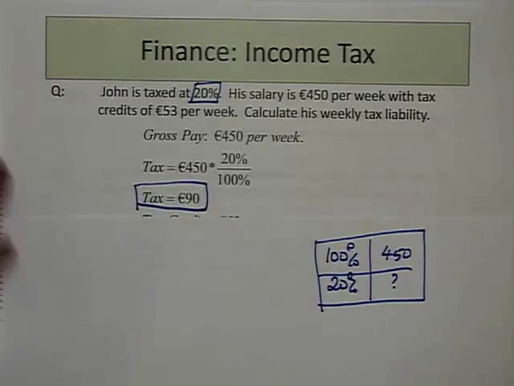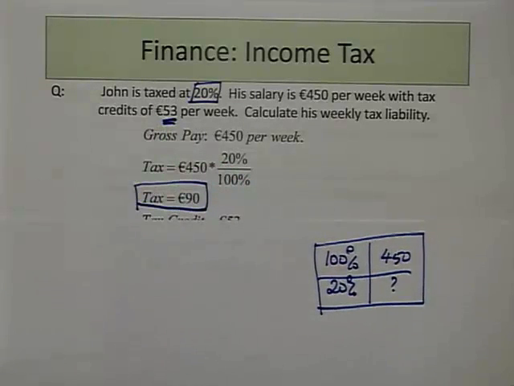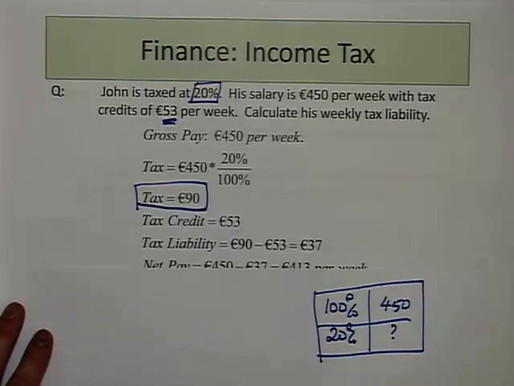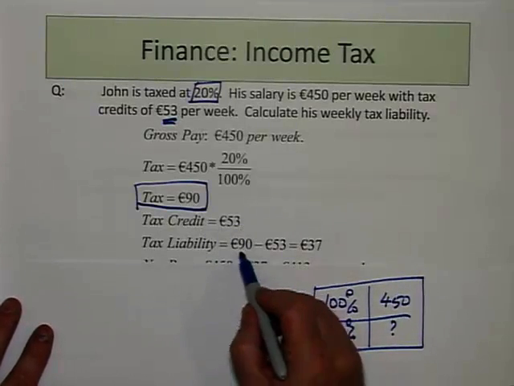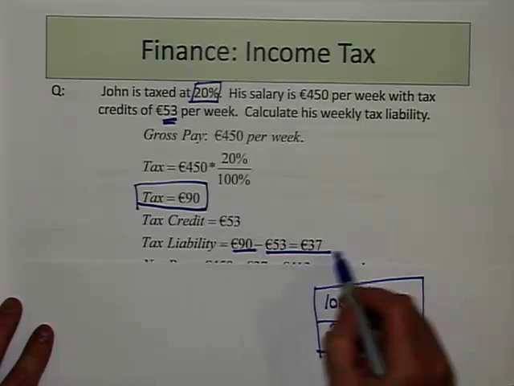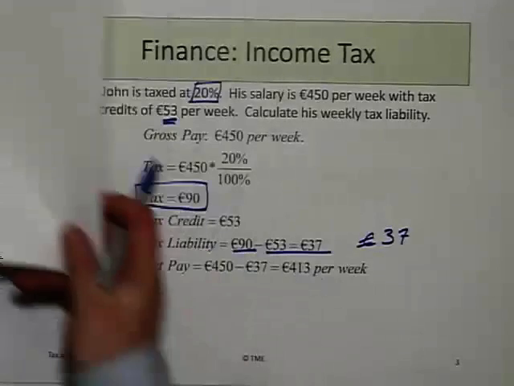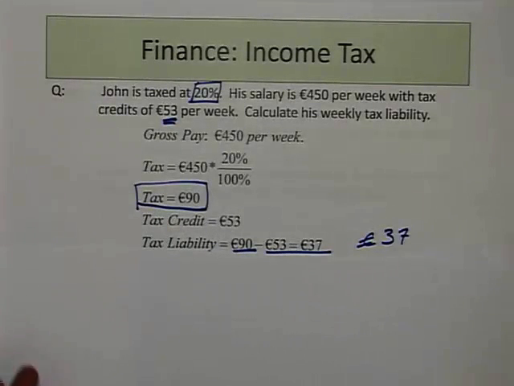But also we're told that you're allowed certain credits. So the first €53 in tax he doesn't have to pay. So 53 is his tax credit. So his total liability then is the 90 minus the 53, or €37. So we have €37 now to pay in tax.